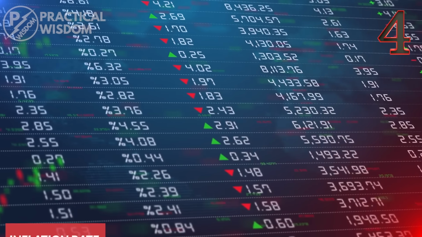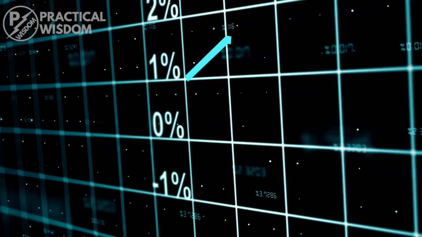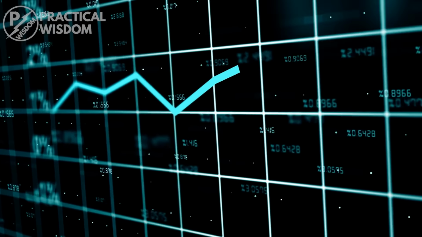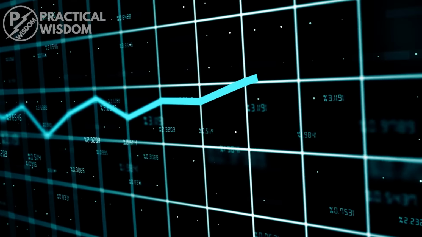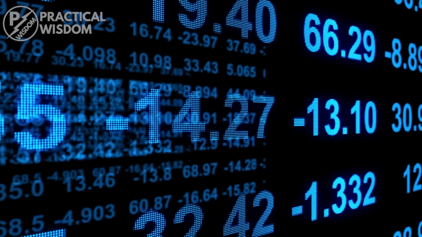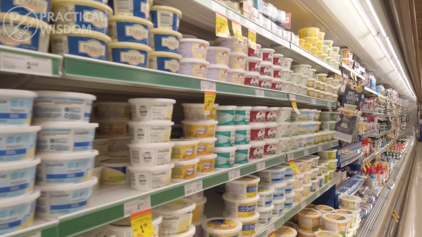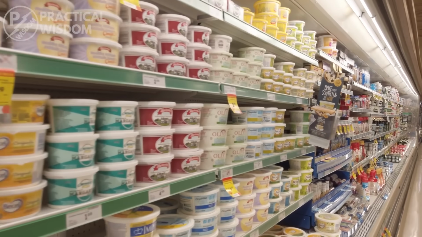Number 4. Inflation rate. You may be hearing on the news that there's an inflation right now. But what does this actually mean? An inflation rate is the rate at which prices tend to increase over a certain period of time. Things like household goods and services, for example, are affected by the inflation rate. In simple terms, it costs more to buy the same thing you bought this time last year.